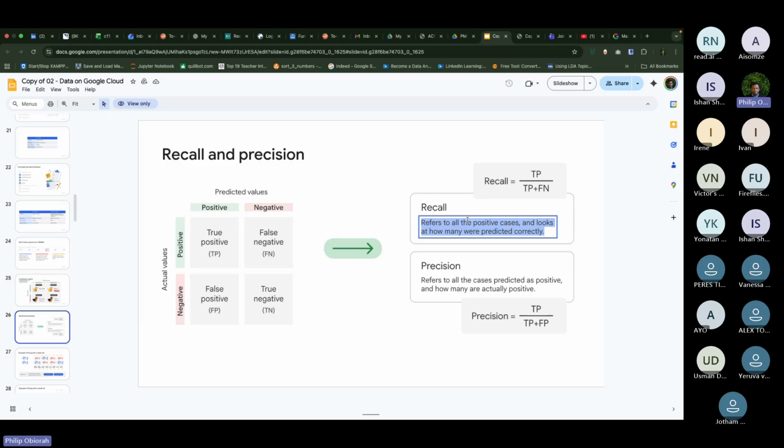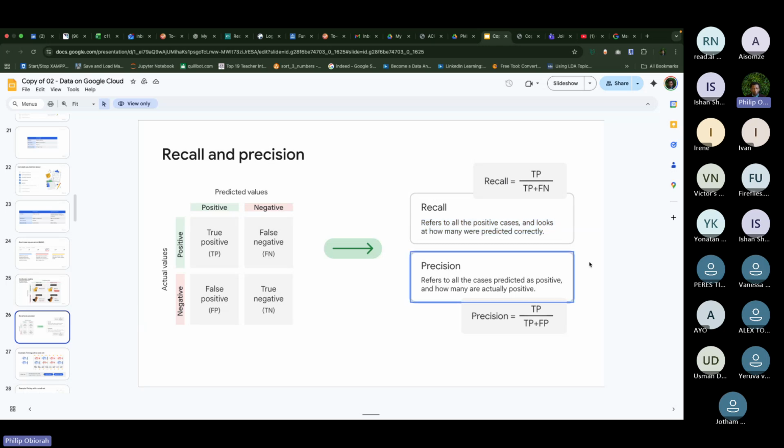Let me say, for instance, during COVID, we want to catch everyone that has COVID. So even if you don't have COVID and we say you have COVID, we might treat you for it, but the risk is not much compared to when you actually have COVID and we allow you into the population. So the emphasis here is let's catch them all, catch every positive case that exists. Then you emphasize what? Recall.